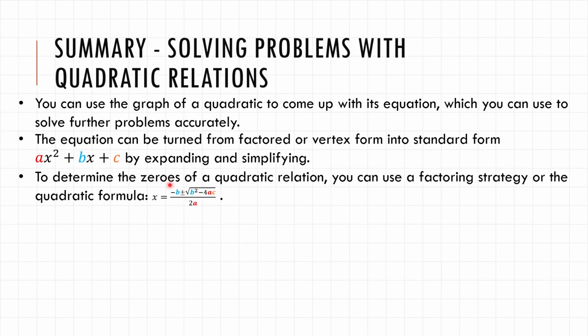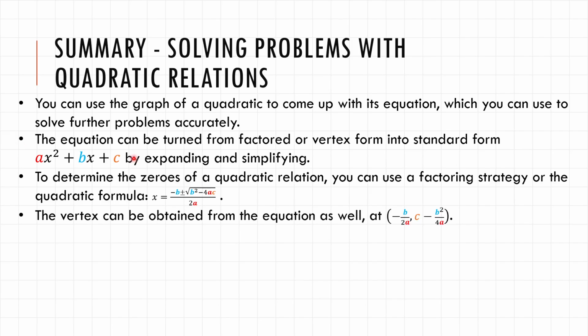Standard form is also useful in obtaining the vertex. The h value is always going to be negative b over 2a, and the k value is always going to be c minus b squared over 4a. And this right here, because it's the y value of the vertex, would always represent the maximum or minimum.